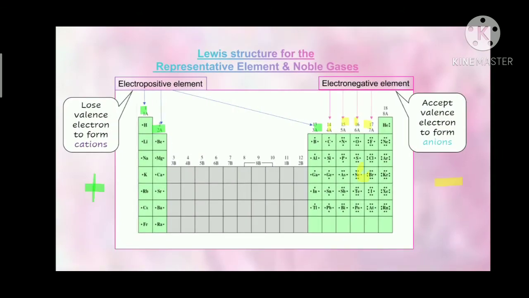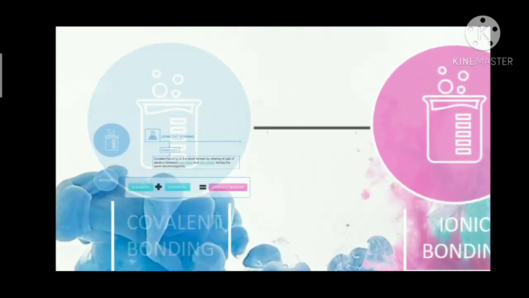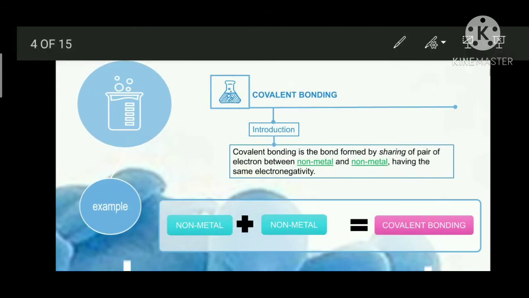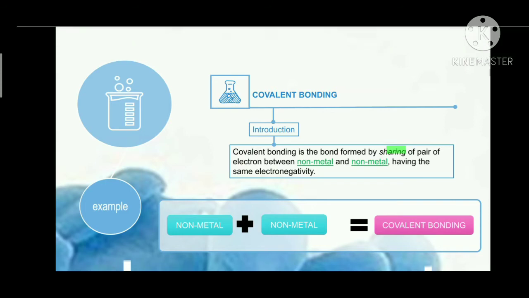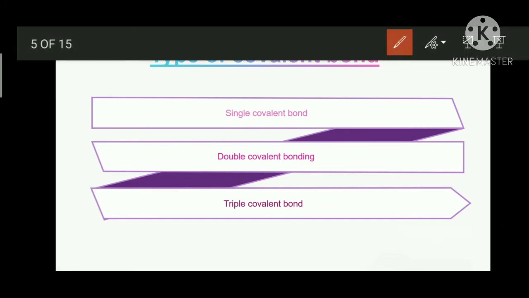Now we go to covalent bonding. Covalent bonding is a bond formed by the sharing of pairs of electrons between non-metal and non-metal elements having similar electronegativities. There are 3 types of covalent bonding: first is a single covalent bond, then double covalent bond and triple covalent bond.